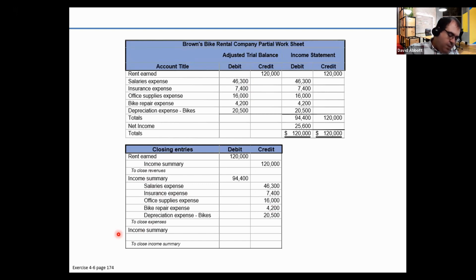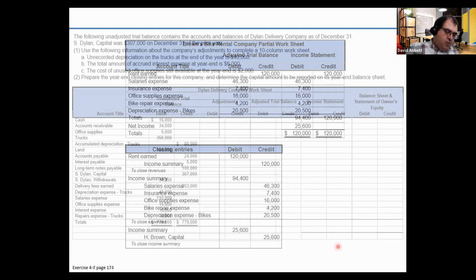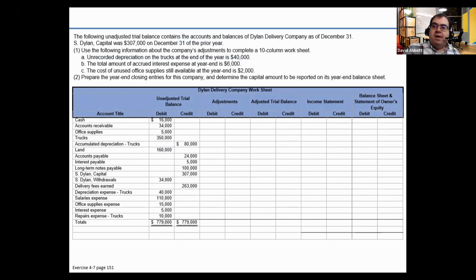So we have the income summary, which would be for $25,600 because that was the net income. So you would go ahead and debit that because that's what would have been left in there. And then you just go ahead and transfer that amount to H. Brown Capital. So we'll debit income summary $25,600. We'll go ahead then and credit H. Brown Capital $25,600.